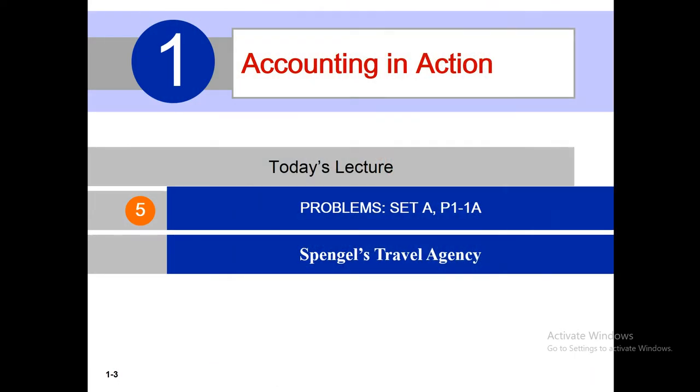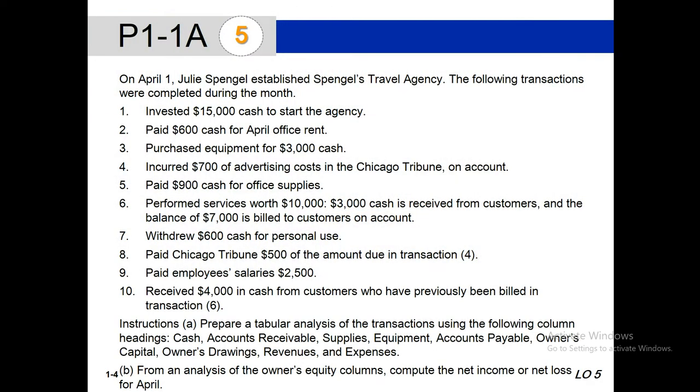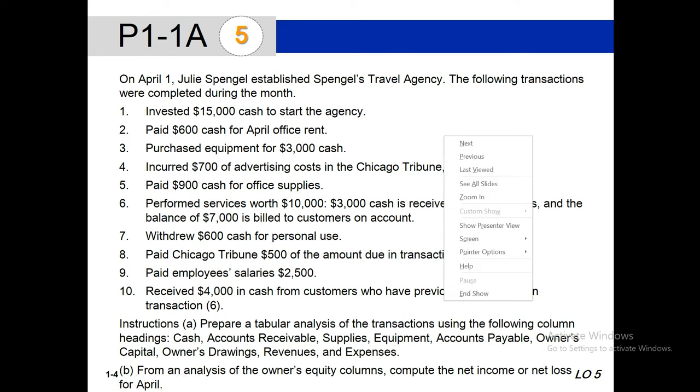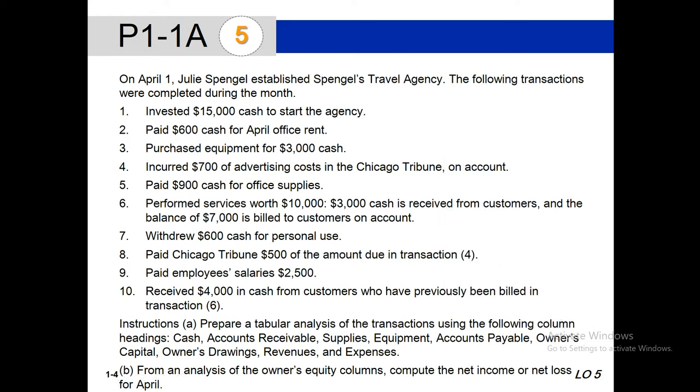Today's lecture is Problem Set A, P1 1A, Spangles Travel Agency. Here, on April 1, Julia Spangles established Spangles Travel Agency. The following transactions were completed during the month. So here we have 10 transactions.